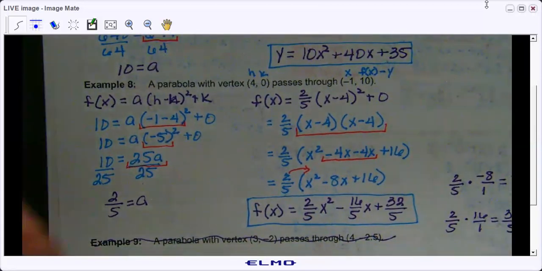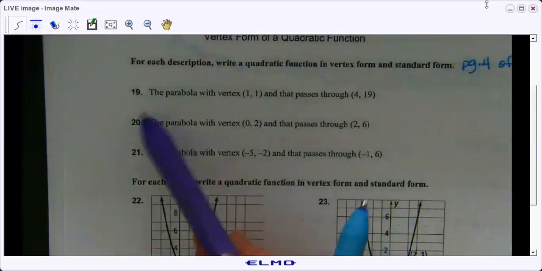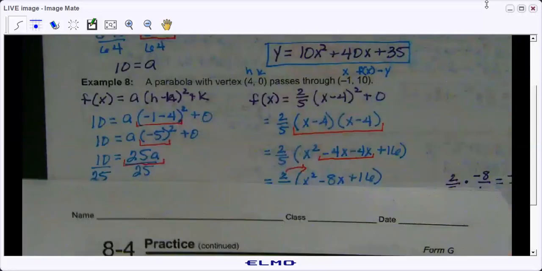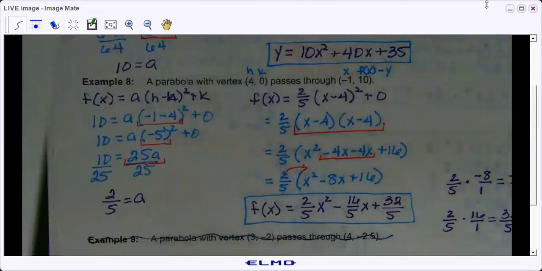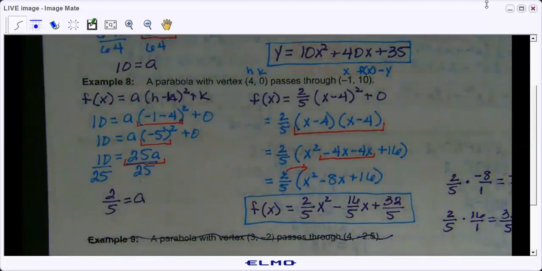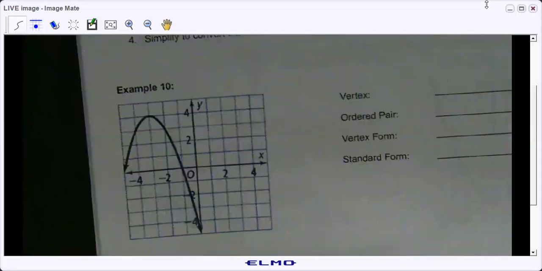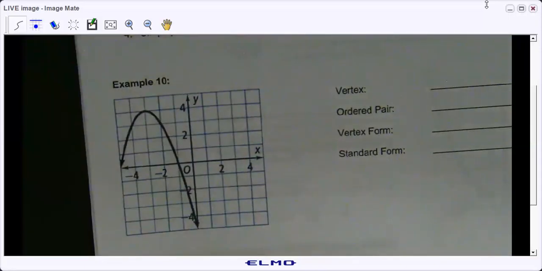So again, on your homework, on 19, 20, and 21, you're going to use page 4 of your notes. This is page 4, what we just did. Great. Let's go ahead and go to page 5. Page 5 is the last 4 problems of your homework. It's 22 through 25.